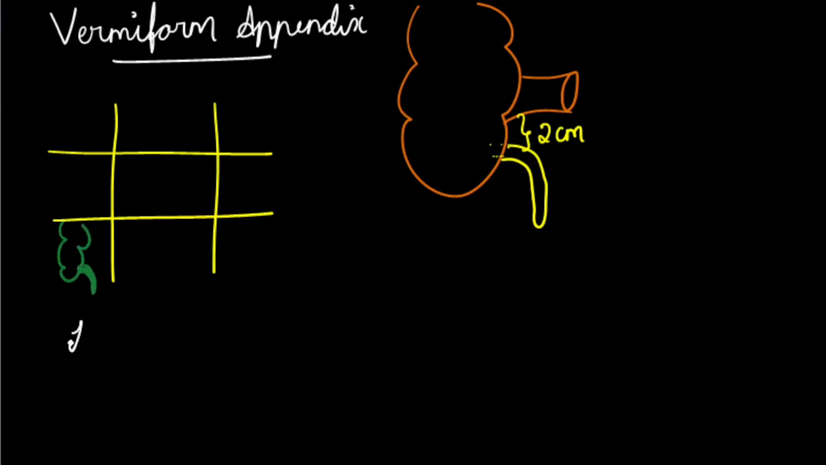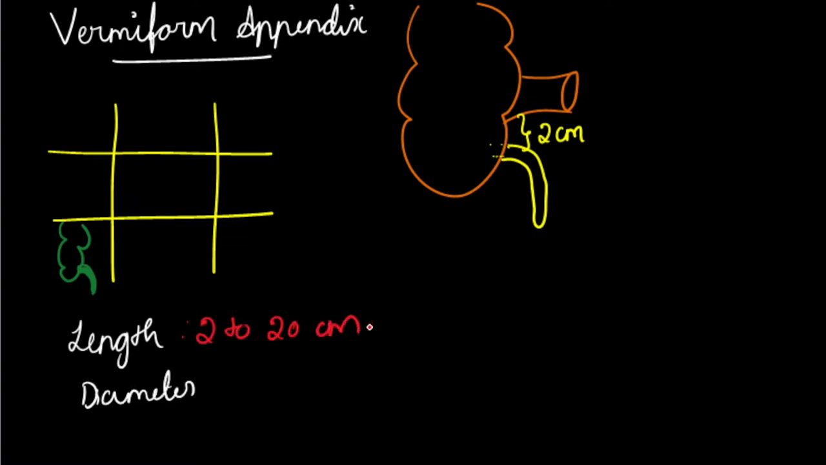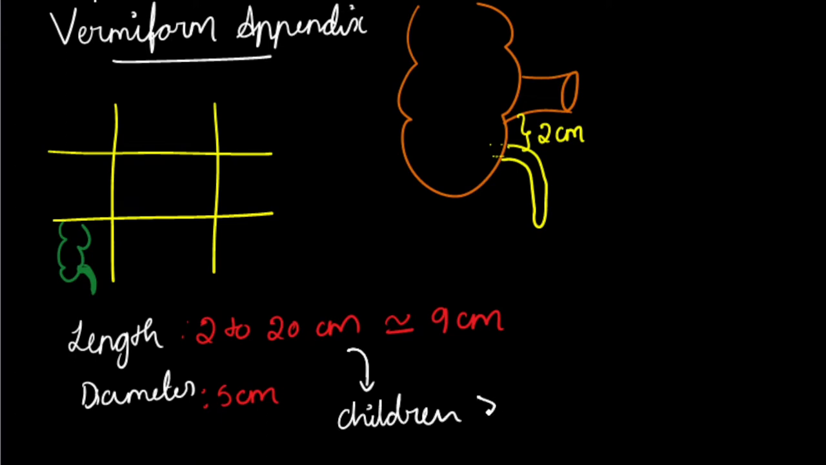Let's see the length and diameter of the appendix. The length of the appendix varies from 2 to 20 cm, and on average it is 9 cm, and the diameter is 5 cm. The appendix is longer in the children age group than in adults. We all know that the base of the appendix is fixed to the posteromedial aspect of the cecal wall, and the tip is very free and can point in any direction. Based on this, there are a lot of positions of the appendix.